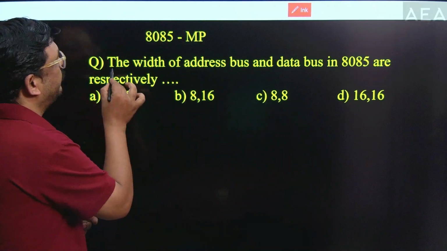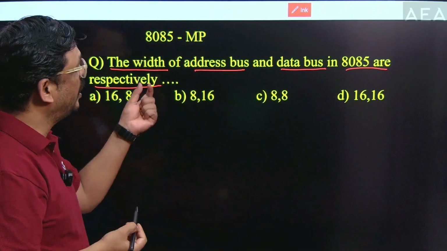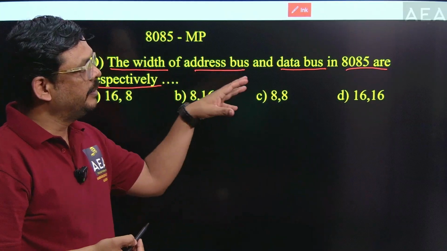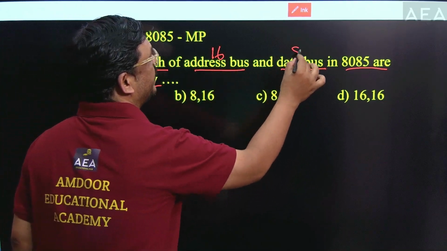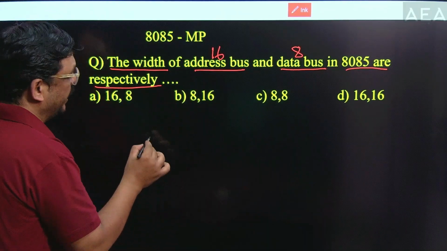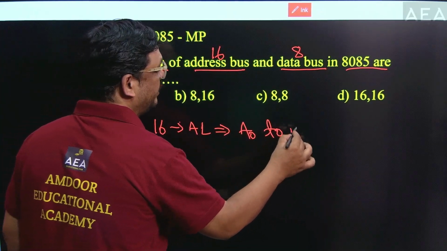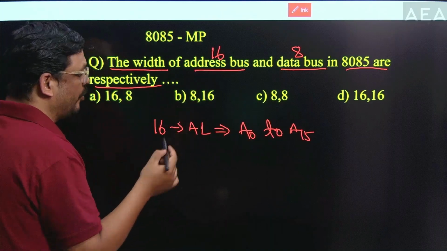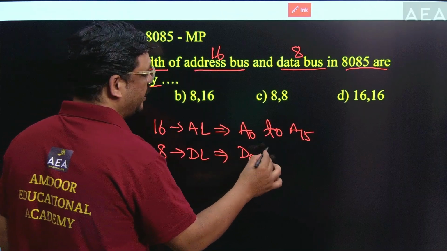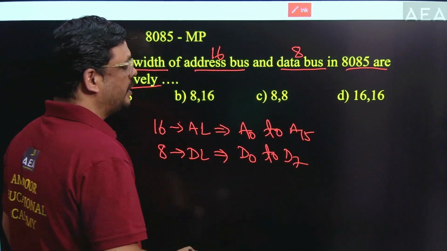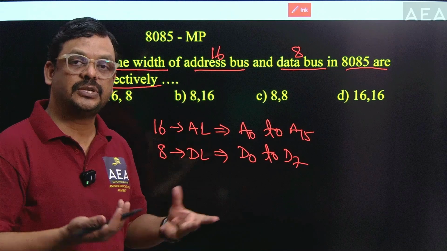Another question: the width of the address bus and data bus in 8085 are respectively. We just have to find out the width of the address bus and data bus. Based on the 8085 microprocessor architecture, the address bus capacity is 16-bit and the data bus capacity is 8-bit. Internally it consists of totally 16 address lines, defined from A0 to A15. And similarly, this microprocessor consists of totally 8 data lines, defined from D0 to D7. So the data bus is used to transfer the data, which performs the read and write operations. That's why the data bus is always a bidirectional bus.